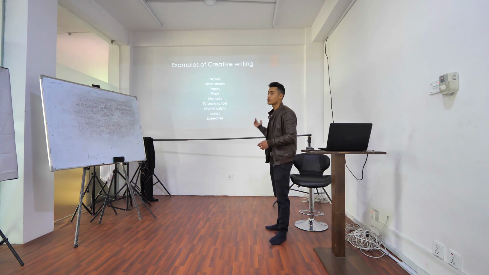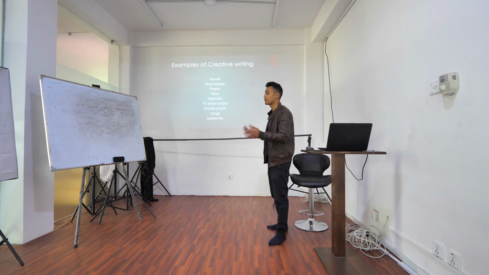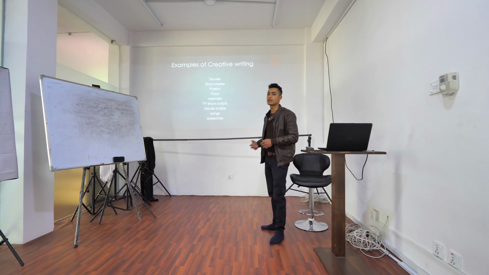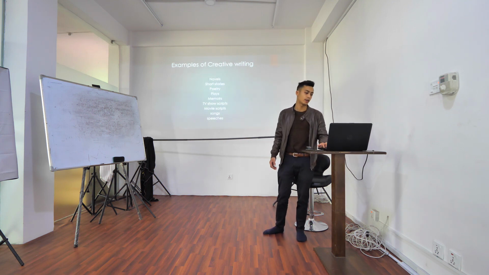memoirs. Memoirs, when you break it down in a simple way, are basically historical things or bio. This is like biographies of people. So all those kinds of things come under memoirs. And there are TV show scripts, movie scripts, songs, speeches, etc. There could be more as well. So these are just a few examples of creative writing.